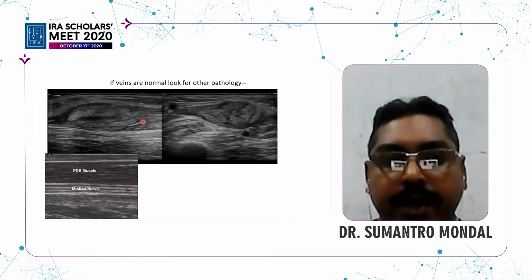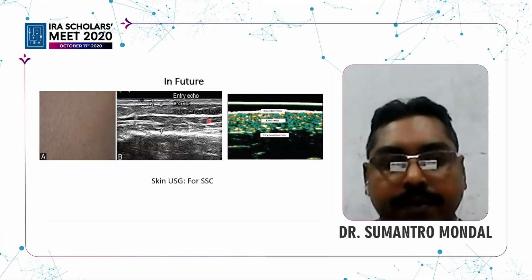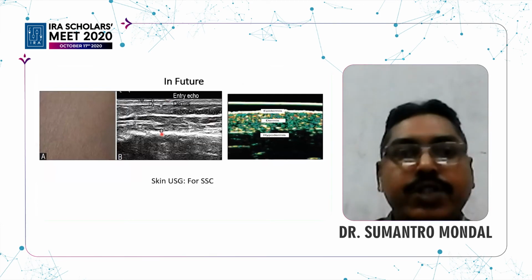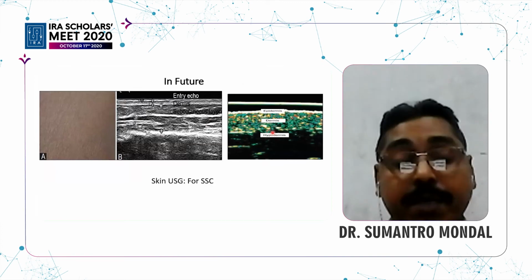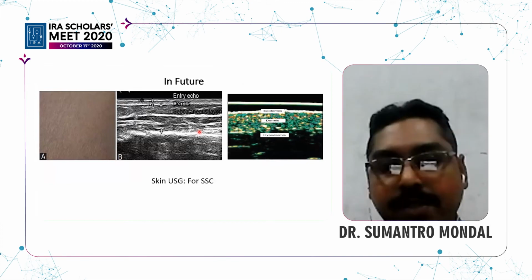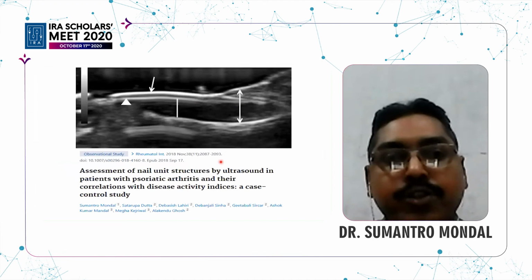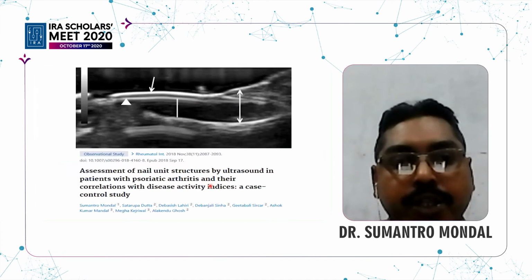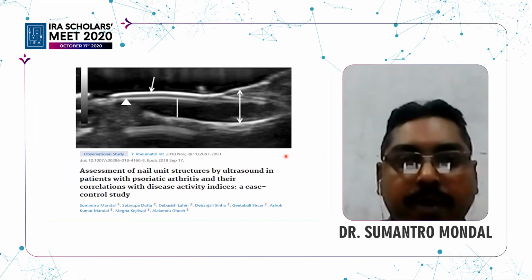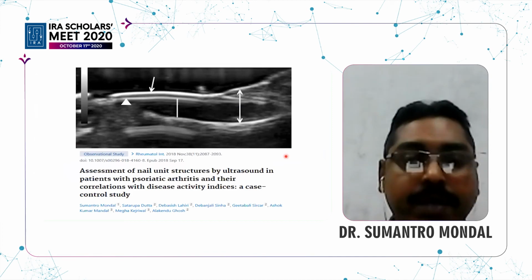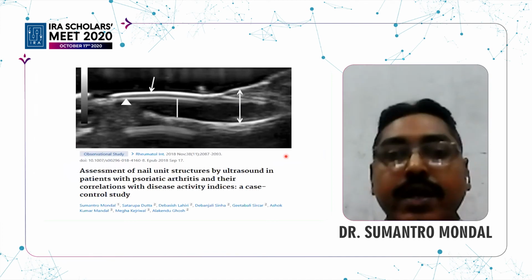There may be some future applications, like we can use USG for the skin. This is actually an image from a derma scan. It may be helpful for patients with systemic sclerosis if we can add elastography of the skin along with the normal USG. You can also assess nails, and we have already published the abnormality of the nail in psoriatic arthritis previously. So in future, the role of USG may not be limited to the joint or periarticular structure or muscle or nerve, but many other structures can be evaluated.